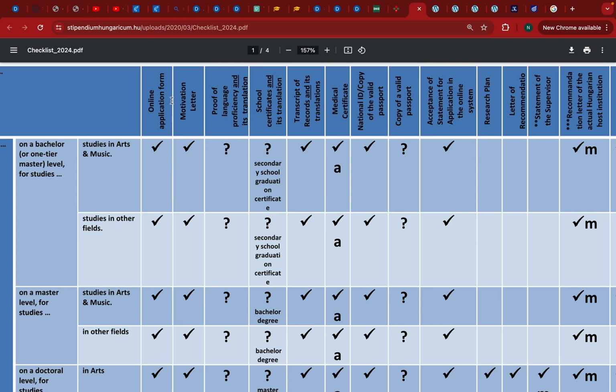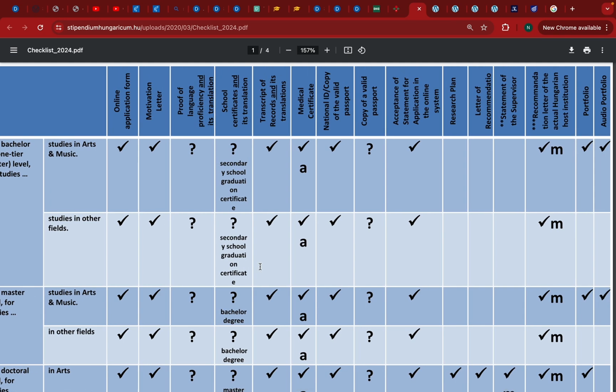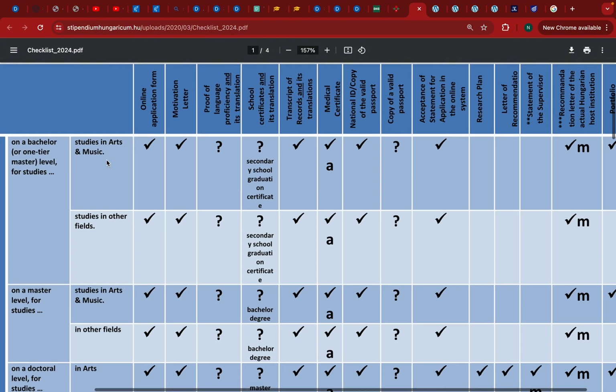The first column on this table is the online application form, and you can see that it is checked at every level. This symbol means that you must upload it by 15th January. That is, by 15th January you must upload your online application form. The next row says motivational letter. So motivational letter is checked at every level until 15th January.